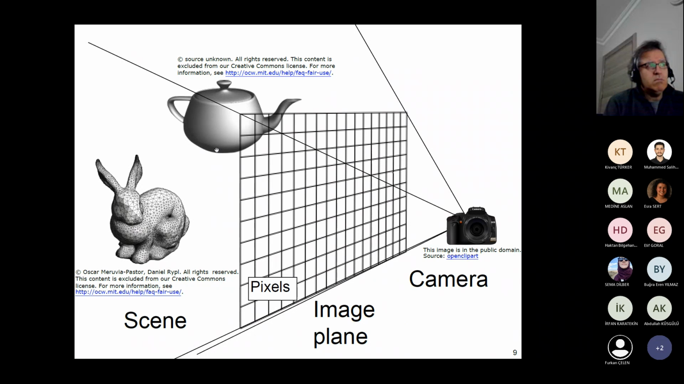What's happening here? Something is happening.